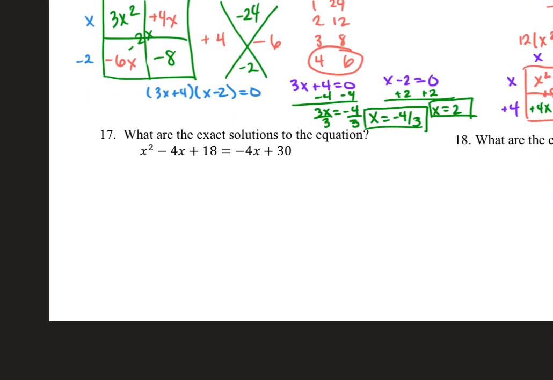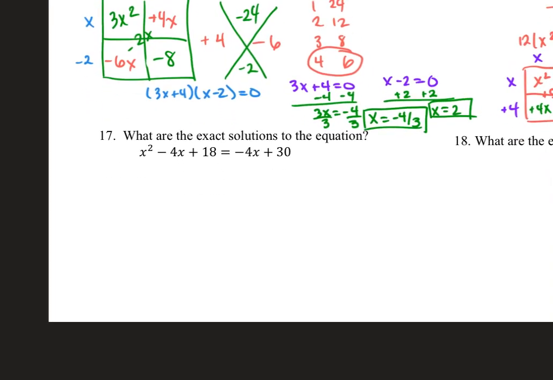All right, number 17 says, what are the exact solutions to the equation? So in order to solve this, it doesn't say solve by factoring. So let's just see what would happen if we start moving terms over. So plus 4x. So I have x squared. So these actually cancel out. So I have x squared plus 18 equals 30.